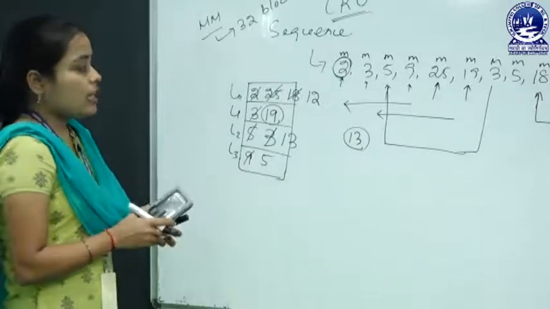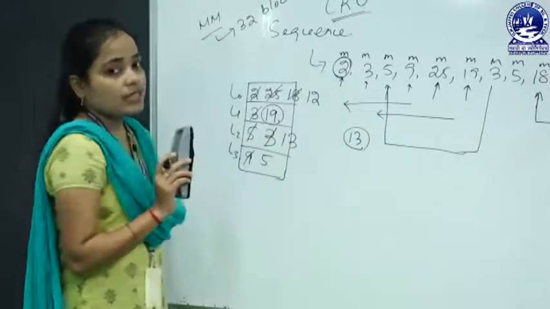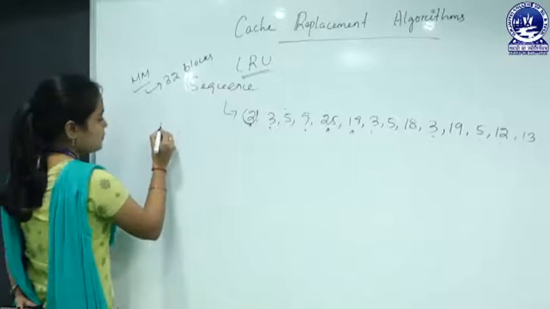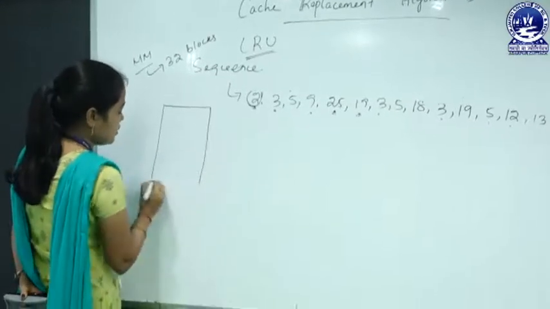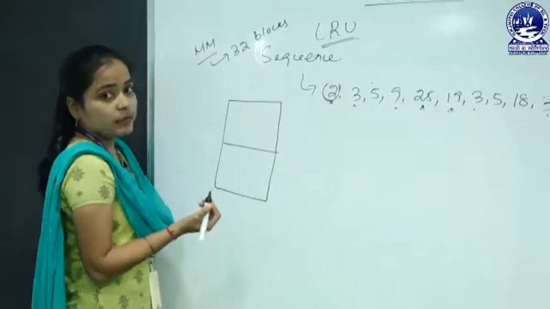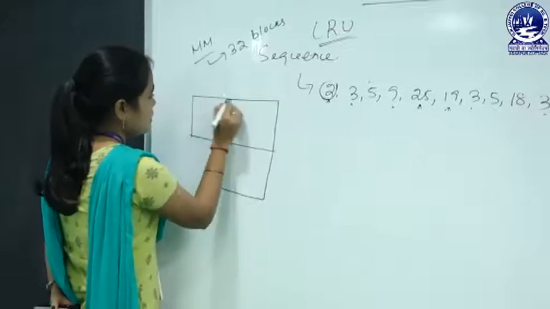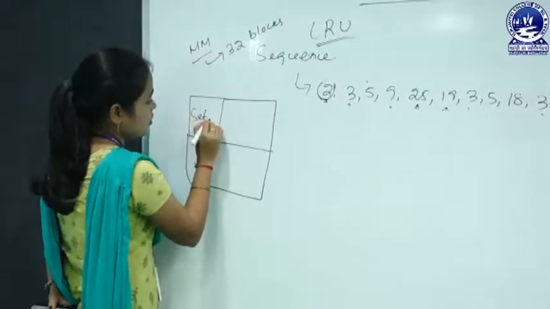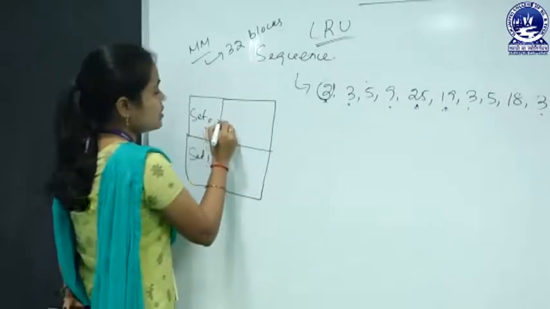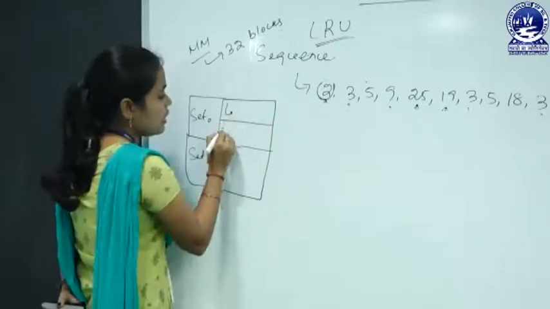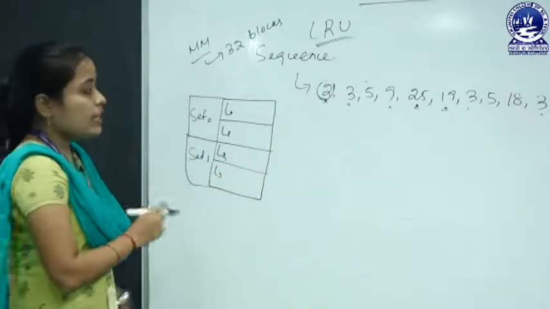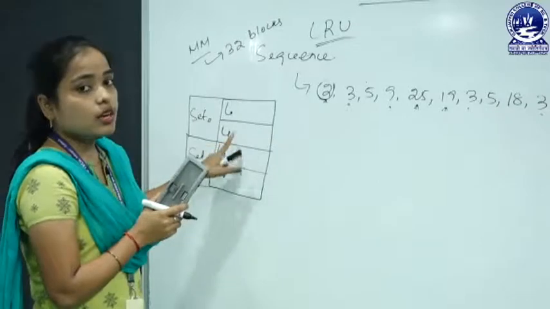Here you can see. So let us use that example in set associative mapping. Let the number of sets in the cache memory be 2, or you can say it is 2-way set associative mapping. So here is set 0 and here is set 1. In set 0 there are 2 lines, L0 and L1, and here L2 and L3. Then you have to map these blocks into the cache memory.